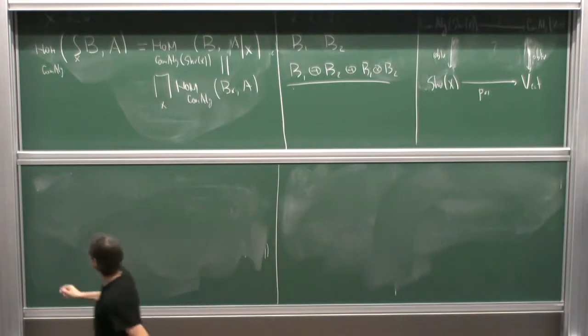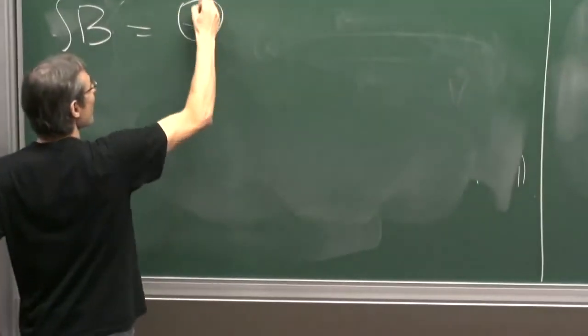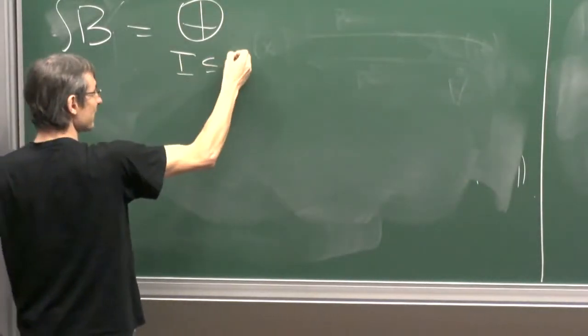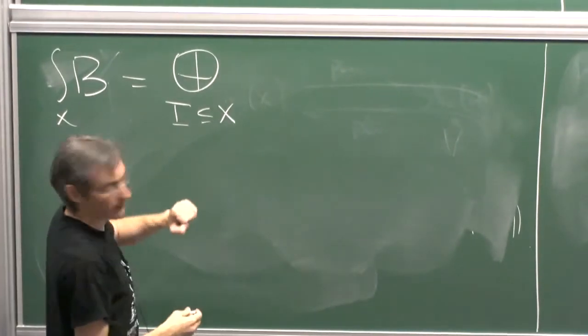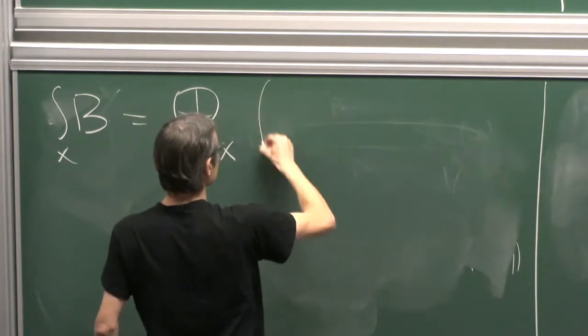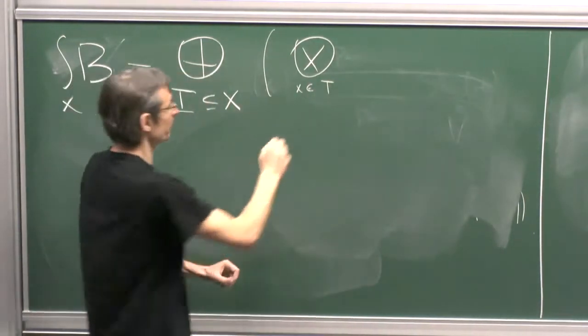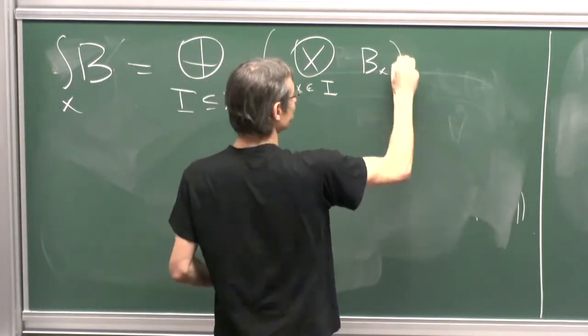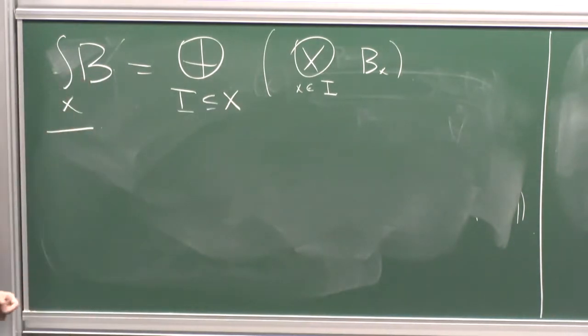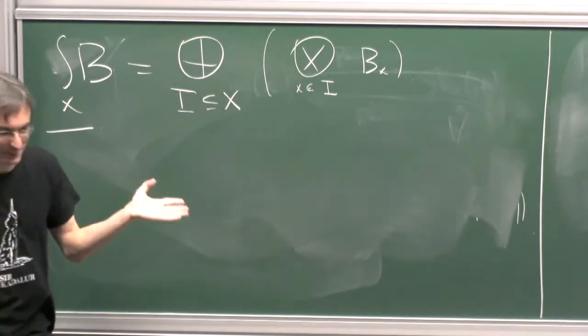Indeed, for a finite set, it's the direct sum over I, all finite non-empty subsets, and for each, I take the tensor product over all those x's, Dx. Okay. So now, how do we want to generalize it when X is no longer a finite set? Well, it must incarnate this kind of idea, right? After all, if we have this finite set, something like that must appear in general.